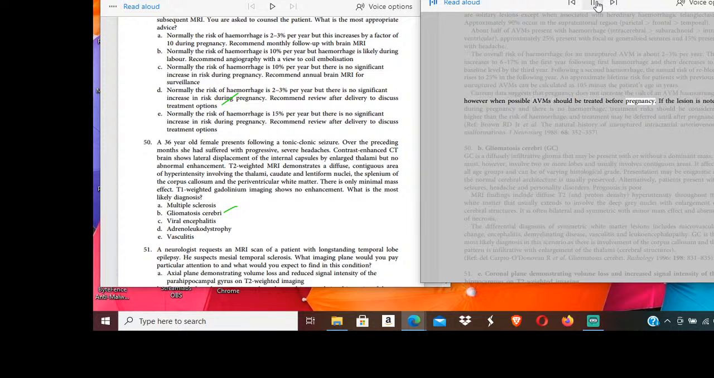Current data suggests that pregnancy does not increase the risk of an AVM hemorrhage. However, when possible, AVMs should be treated before pregnancy. If the lesion is noted during pregnancy and there is no hemorrhage, treatment risks should be considered higher than the risk of hemorrhage, and treatment may be deferred until after pregnancy.